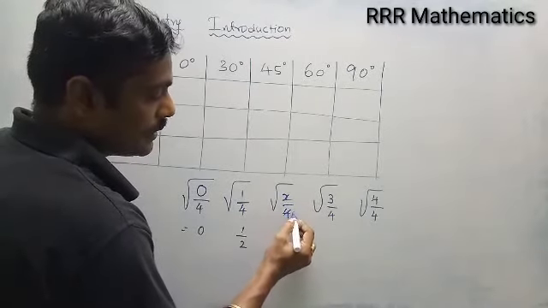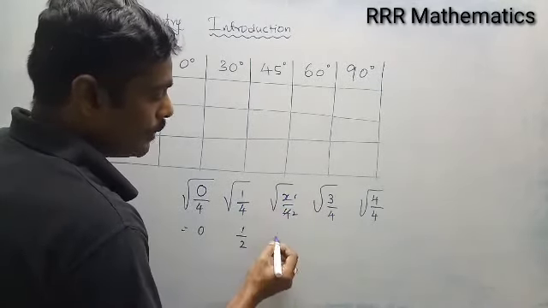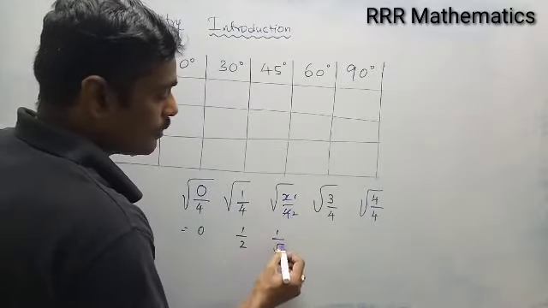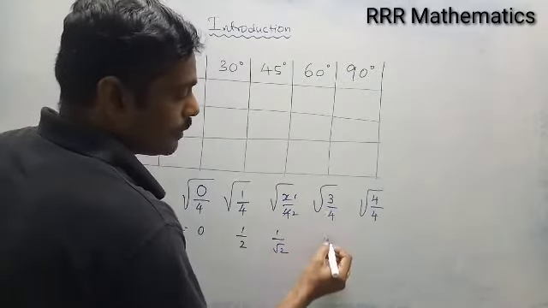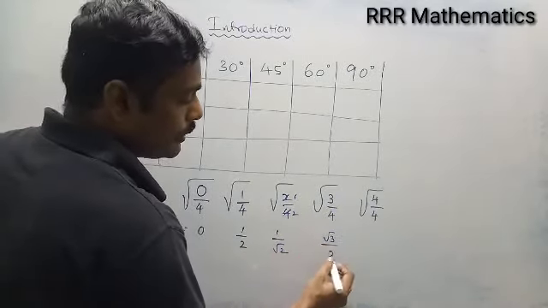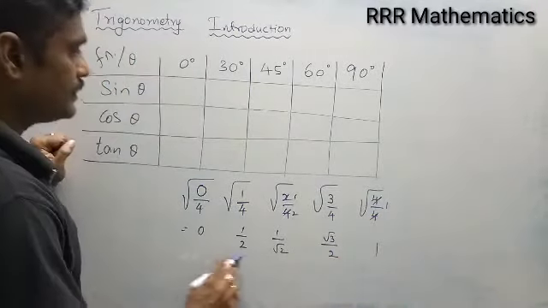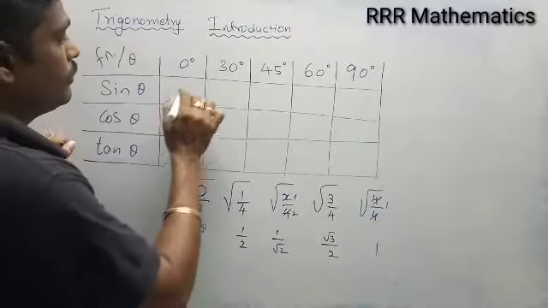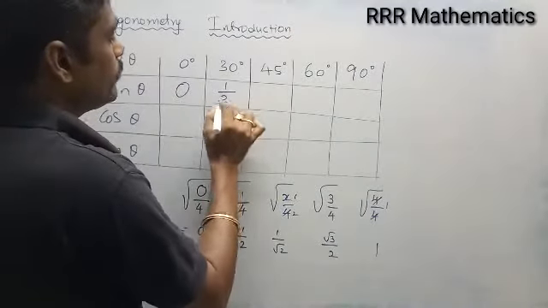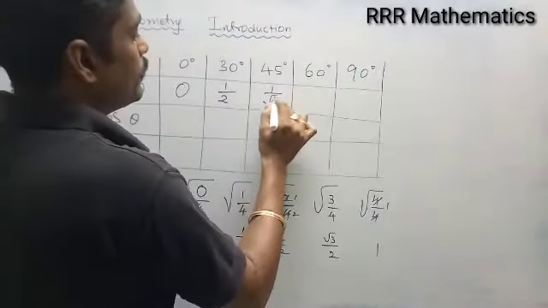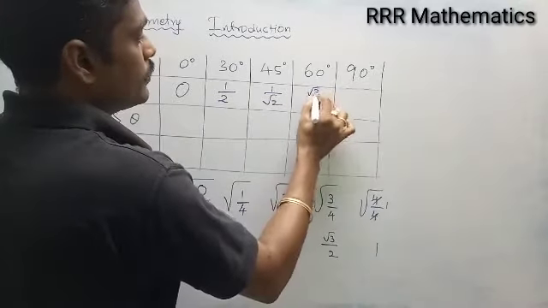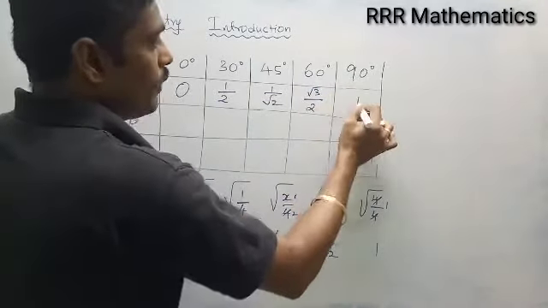Square root of 1 will be 1. Square root of 2 will be square root of 2. Square root of 3 will be root 3. Square root of 4 will be 2. 4 gets cancelled, square root of 1 will be 1. Write these values for sine. That's all: 0, 1 by 2, 1 by root 2, root 3 by 2, 1.